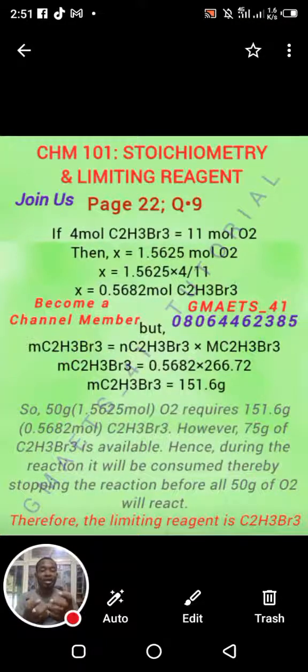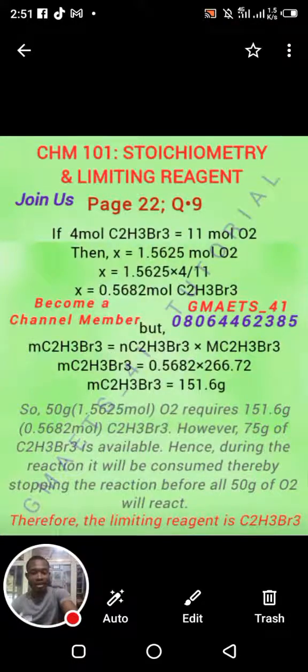Now we have to convert that mole to mass so we can do the comparison whether the mass of the organic compound that was supplied to us is actually enough for the reaction or not. So to convert, you have this simple formula, number of moles, which is simply amount, is equal to mass over molar mass. Applying that formula, you find out that the mass of that organic compound will be 151.6 grams. That is what is required to react with 50 grams of oxygen.